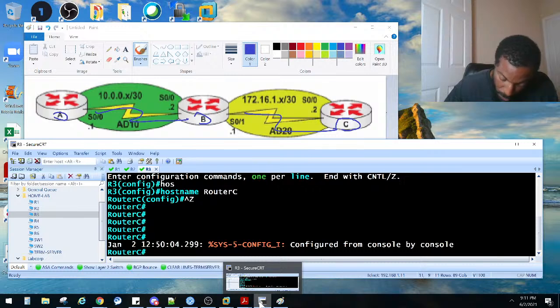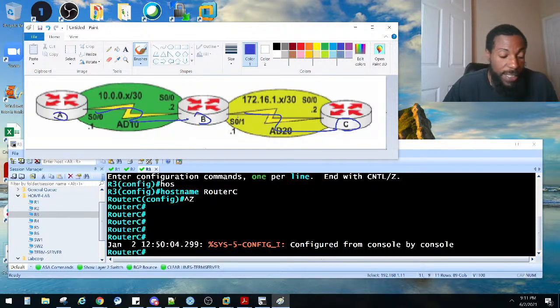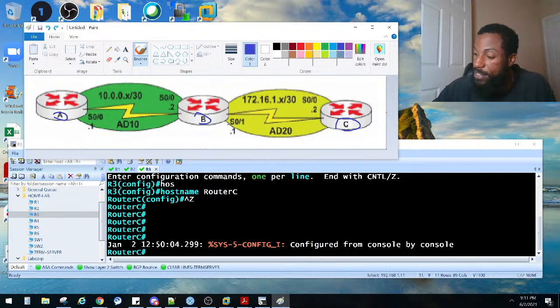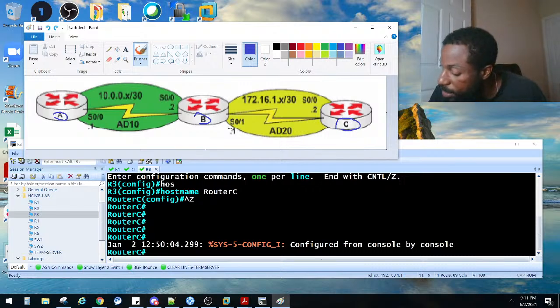Configure the topology above. Test by pinging from router A to router B, then from router B to router C. You will not be able to ping router A to router C until you have configured EIGRP. So this is a really simple EIGRP lab. I guess that's why they call it easy EIGRP.